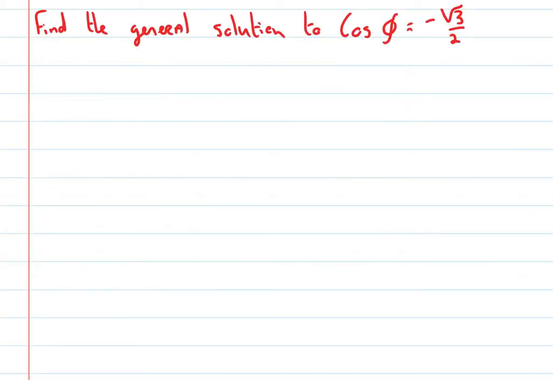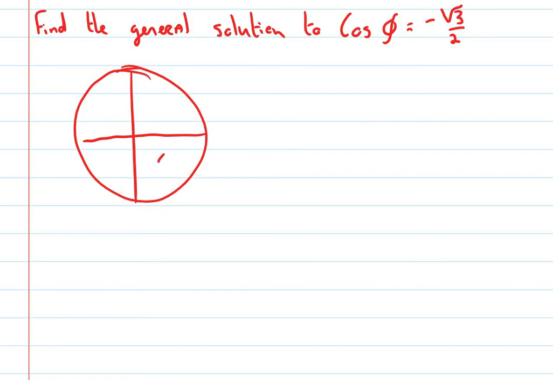So if they asked us to find the solution, not the general solution, the solution to cos theta equals minus root 3 over 2, here's how we do it. We have our unit circle, we have our CAST, we find out what root 3 over 2 is in our logbooks, and we get 30 degrees.